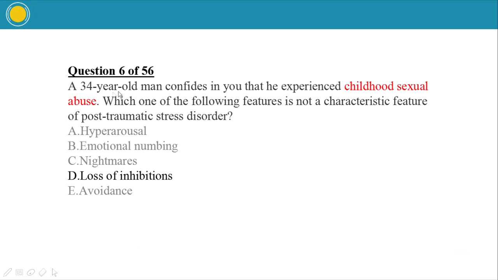Okay, question number six. A 34-year-old man confesses to you that he experienced childhood sexual abuse. Which of the following features is not a characteristic feature of post-traumatic stress disorder? This tests PTSD. What are its characteristic features? Let's take a look at the choices. A, hyperarousal. B, emotional numbing. C, nightmares. D, loss of inhibitions. E, avoidance.